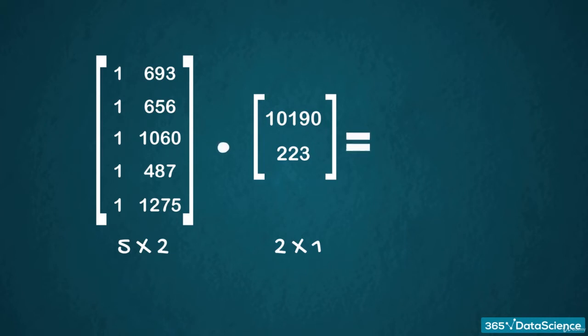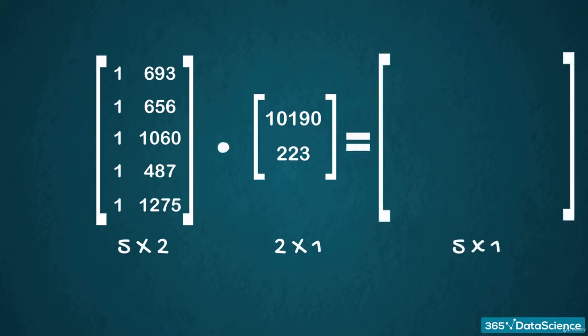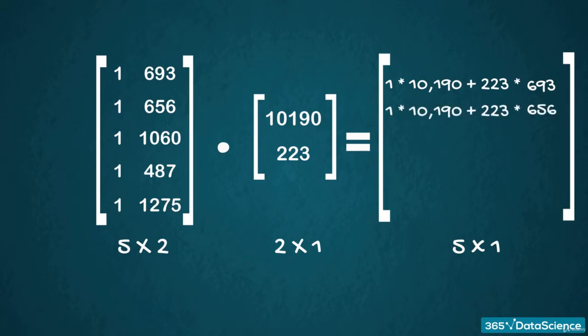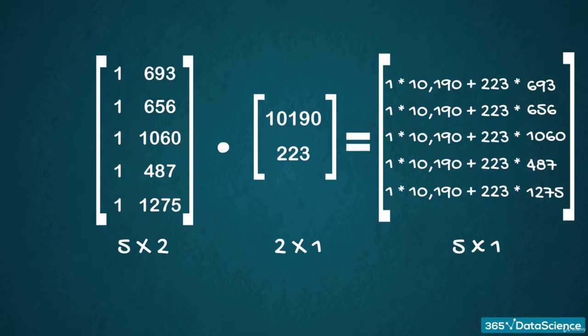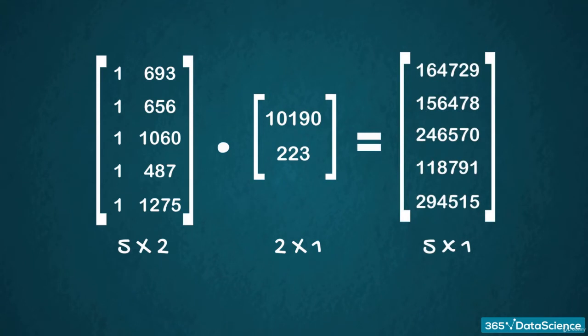If we go about multiplying them, we will get a vector of length 5. The first element will be equal to 1 times 10,190 plus 693 times 223. The second two, 1 times 10,190 plus 656 times 223, and so on. By inspecting these expressions, we quickly realize that the resulting vector contains all the manual calculations we made earlier to find the prices. In machine learning and linear regressions in particular, this is exactly how algorithms work.